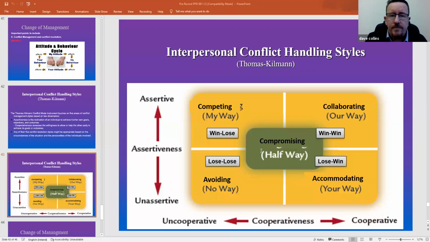So, assertiveness: you have assertive and unassertive. Cooperativeness: uncooperative and cooperative. So competing, my way, win-lose. Compromising, halfway. Collaborating, our way, win-win. Avoiding, lose-lose. Accommodating, your way, lose-win. So collaborating is the best way to go, really. It's a win-win for everyone.